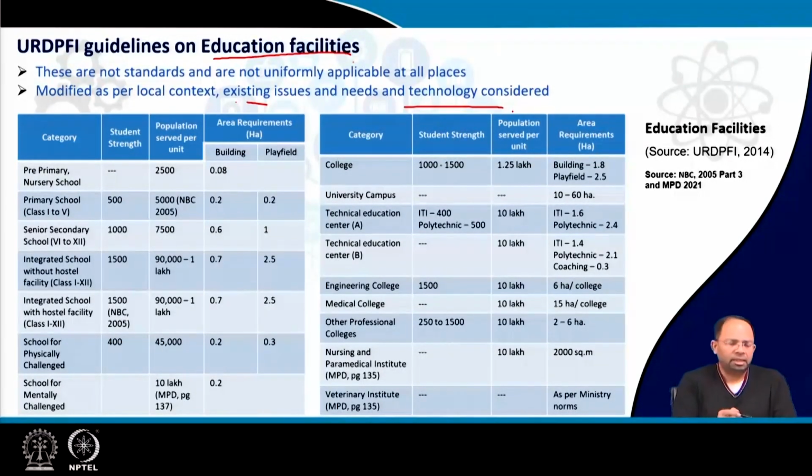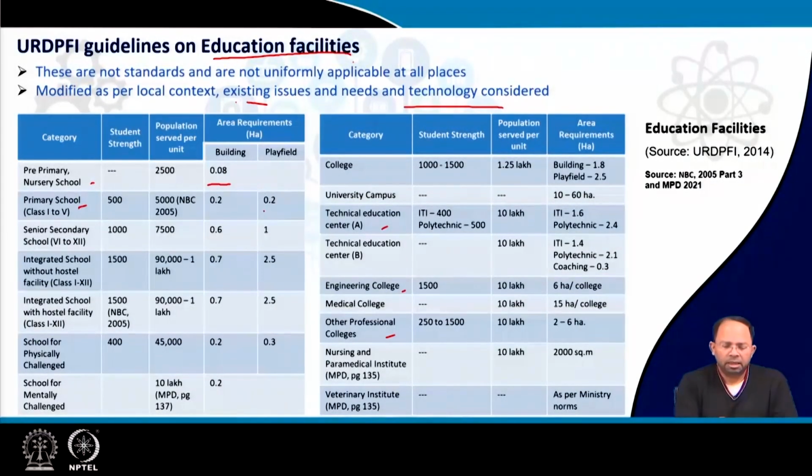So roughly you can see that the standards cover pre-primary schools or nursery schools, primary schools class 1 to 5, senior secondary schools from class 6 to 12, integrated schools from class 1 to 12, integrated schools with hostel facilities, schools for physically challenged, mentally challenged, and so on. In addition, colleges, university campuses, technical education centers, engineering colleges, medical colleges, and other professional colleges have also been specified. In some cases the area requirement for buildings is given.